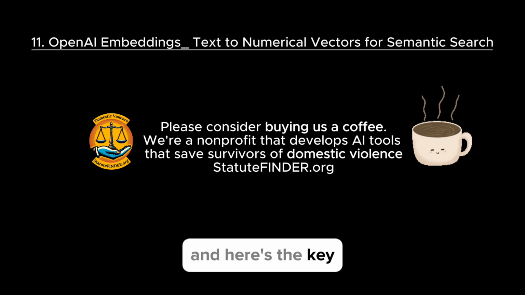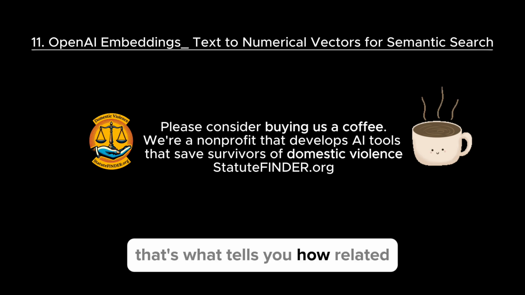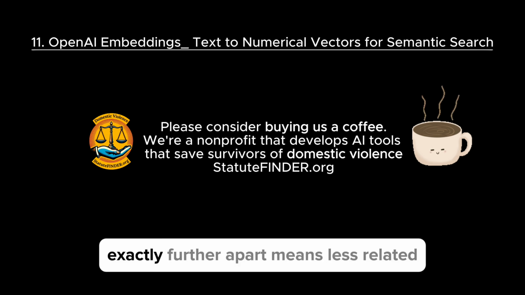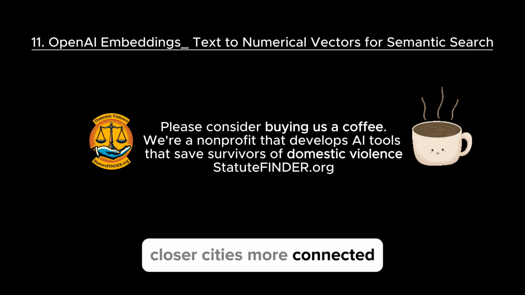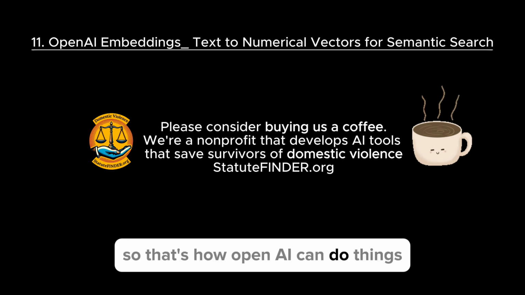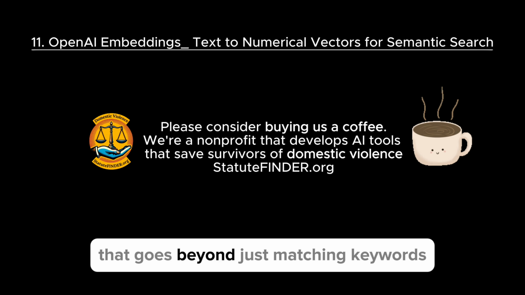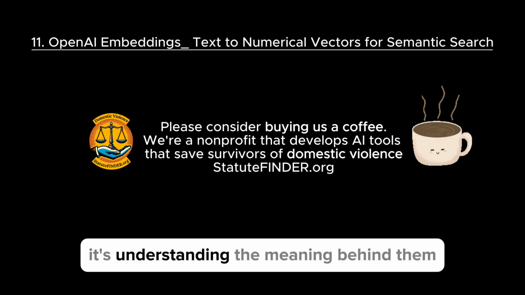And here's the key. The distance between these vectors tells you how related two pieces of text are. So closer vectors mean the ideas are more similar. Exactly. Further apart means less related, like cities on a map, right? Closer cities, more connected. Now that analogy makes sense. So that's how OpenAI can do things like finding related articles or semantic search that goes beyond just matching keywords. Exactly. It's not just matching words, it's understanding the meaning behind them.